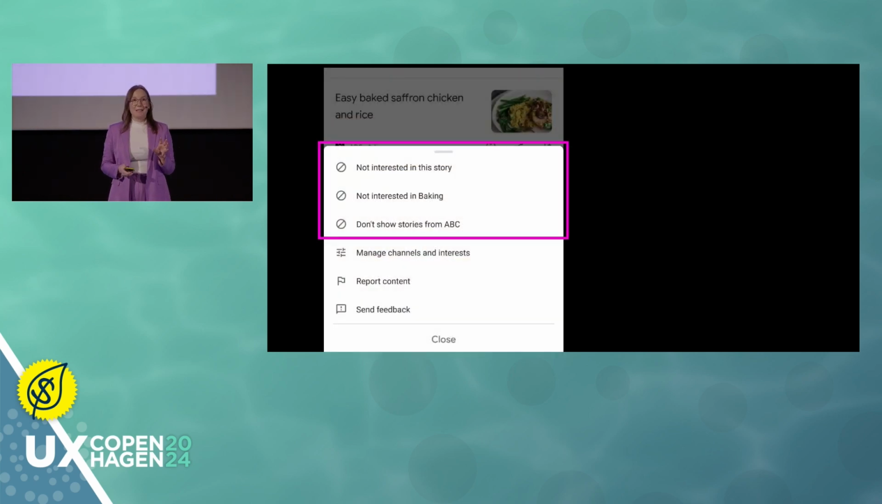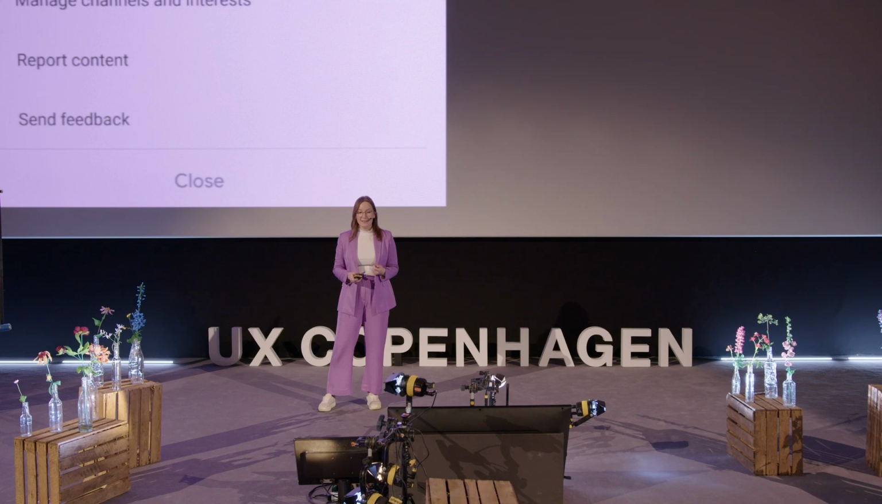The way this can manifest in UX is when I, a vegetarian, am suggested recipes like chicken by Google. I want to tell it, please stop sending me chicken. But these are the only options that it had for me: that I'm not interested in the story, that I'm not interested in baking, or that I'm not interested in stories from ABC. It didn't cross their mind to include a category, not interested in stories about meat. The default is everyone would eat meat, anything else is an aberration.